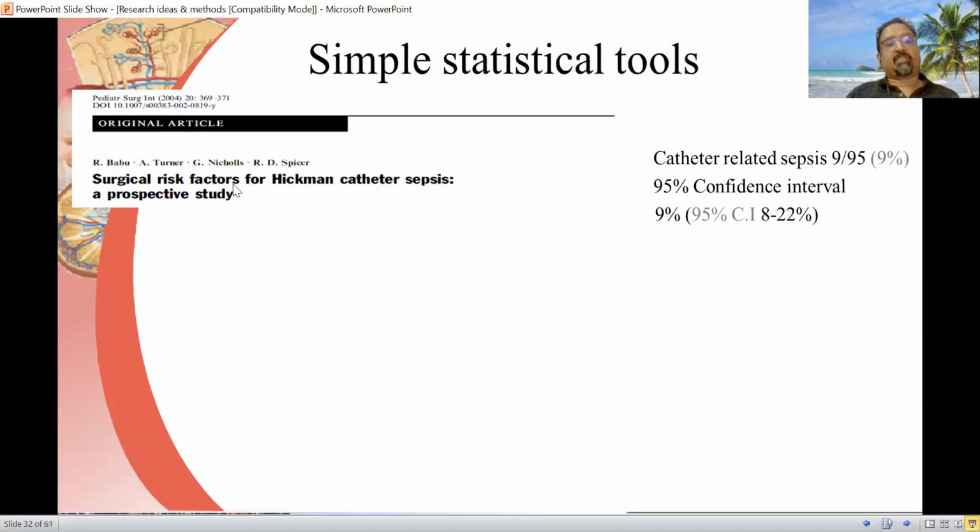This is a surgical risk factors for Hickman catheter sepsis. So we had a catheter-related sepsis of 9%. Now, what is the confidence interval for this 9%? That depends on the number of cases we studied.